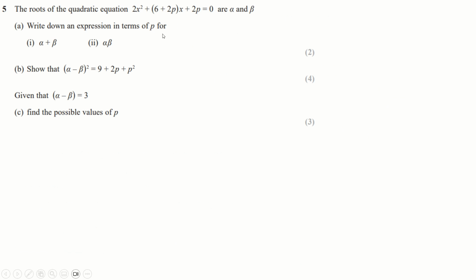Question 5. So the roots add up to make negative this over this. So that's minus this over 2, which I don't think I need to simplify. And the product is this over this, which is just this, which again, it hasn't asked me to simplify, so I genuinely couldn't be bothered.